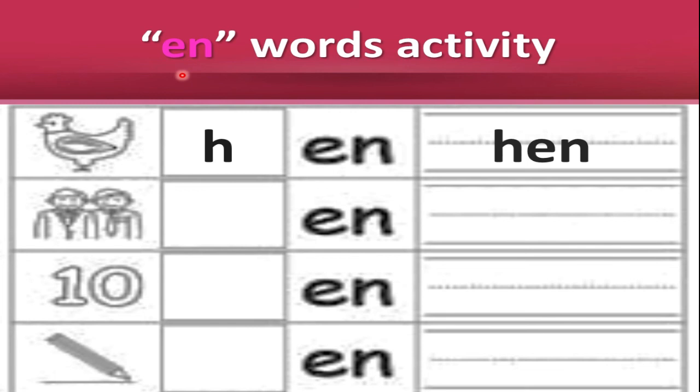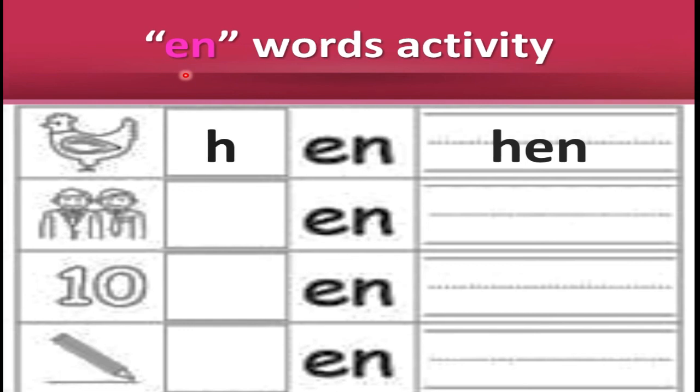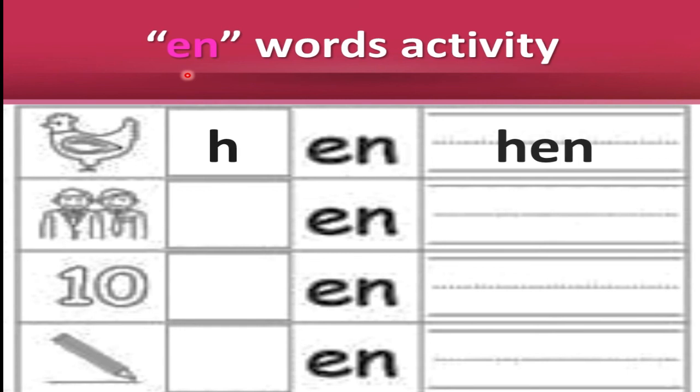Activity number 3 is EN words. In this activity, you have to form the words yourself by looking at the given picture. Example, the first picture is hen. So, by adding the letter H, we form the word hen. HEN, hen. So, complete the activity and color the picture.